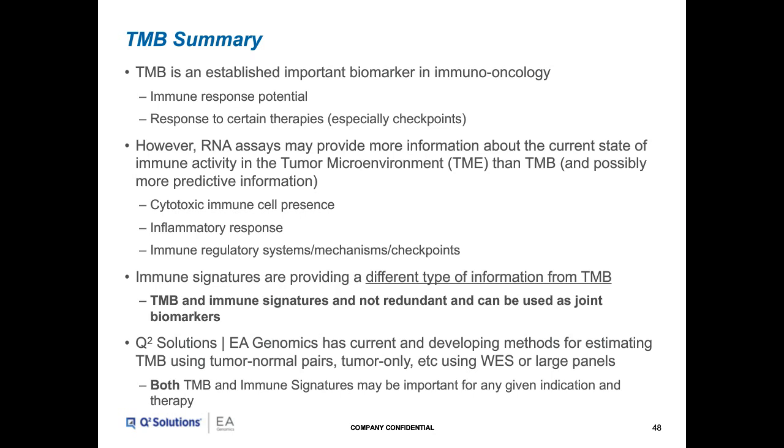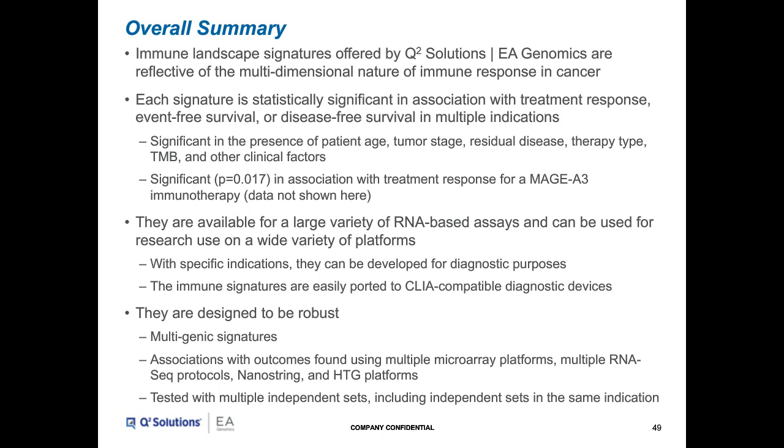So just to summarize overall, when we look at these immune landscape signatures that we offer, they seem to be reflective of the multidimensional nature of immune response in cancer. Each signature that we've established has been statistically significantly associated with either treatment response, event-free survival, or disease-free survival in multiple indications. And not only are they significant, but they're also significant in the presence of common clinical parameters such as patient age, tumor stage, residual disease, therapy type, even TMB and other clinical factors.